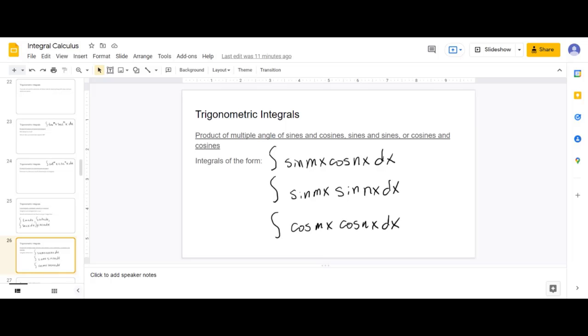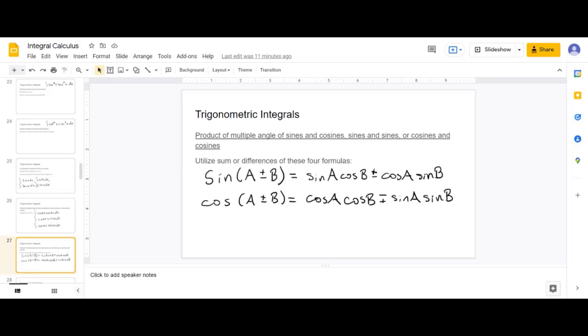Okay, what if we have products of multiple angles of sines and cosines, sine sines, or cosine sines, integrals of this form? All we need to use is either the sum or difference of these 4 formulas. So really, it's either this first one or the second one. You just add sine a plus b plus sine a minus b, or you subtract it. We'll see examples of these worked. You basically convert it into something more simple to solve using these trigonometric formulas from pre-calculus.